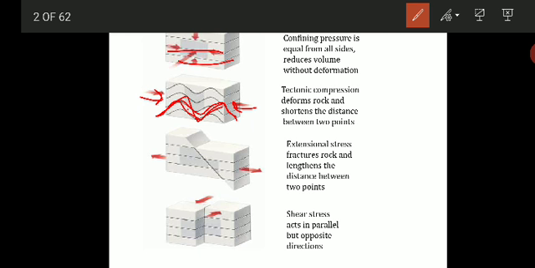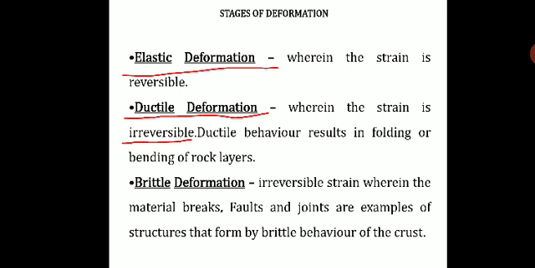But in brittle deformation, what happens? Here also the strain is irreversible, wherein the material breaks. Like here you can see the fault. A rock that exhibits brittle behavior will break or form fractures when the stress exceeds its elastic limit. Rocks typically exhibit brittle behavior at or near the earth's surface, where the pressure and temperature are low. Faults and joints, which are cracks in the rock, are examples of structures formed by brittle deformation. So these are the different types of deformation: elastic, ductile and brittle.